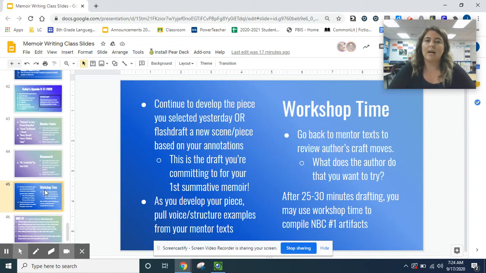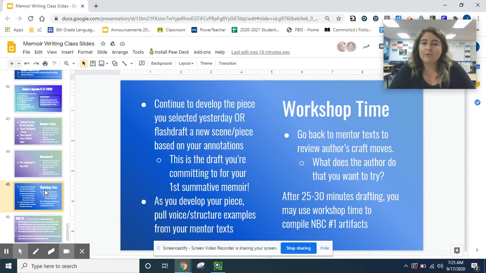As we move through workshop time, your options are to continue to develop the piece you selected yesterday, or you could flash draft a new scene or new piece based on your annotations. If you're like, oh gosh, I have some really great ideas now that I've seen what voice is, and I want to try something new. But today you are committing to your first draft because we're going to start typing tomorrow. And so as you develop your piece, you're going to pull those voice and structure examples and go back into those texts. If you need to, like this is your friend, go back in and look at what we did together, and then you can mimic that.